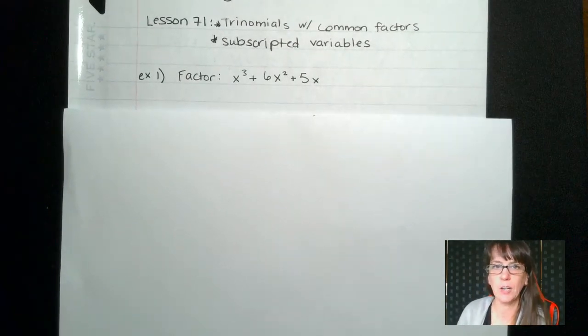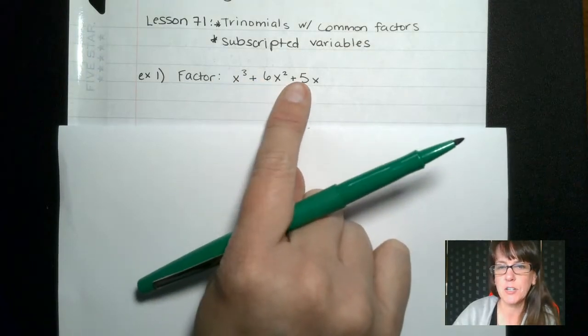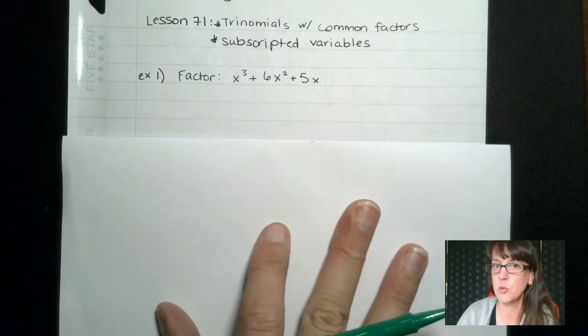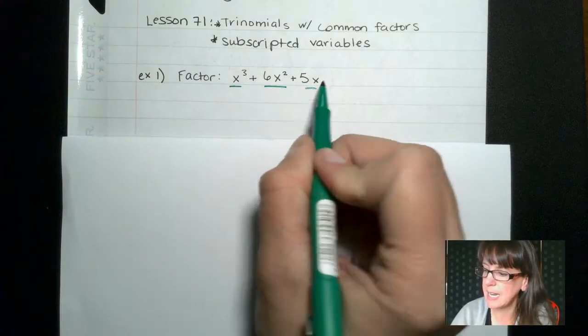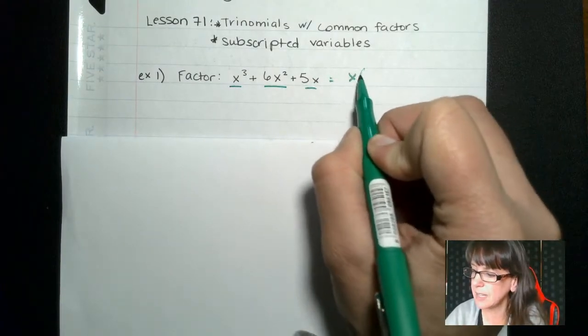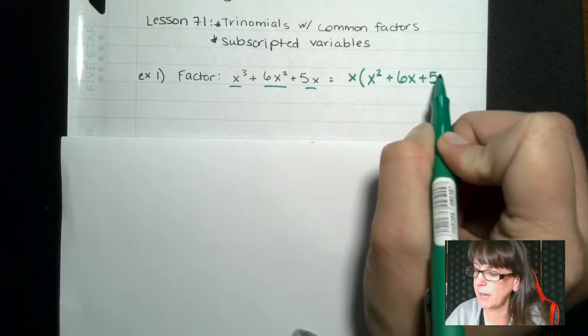Factor this guy. What we are doing is looking at this to see if any of our chunks have a common factor, and they sure do. Let's take out from each of these chunks an x. So I get x, and that leaves me with x squared plus 6x plus 5.